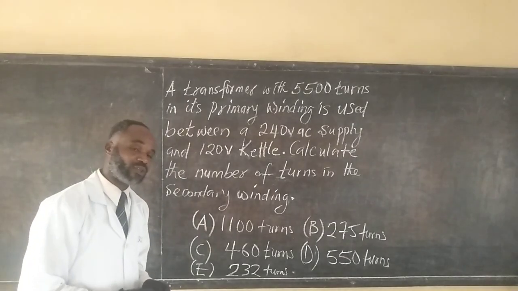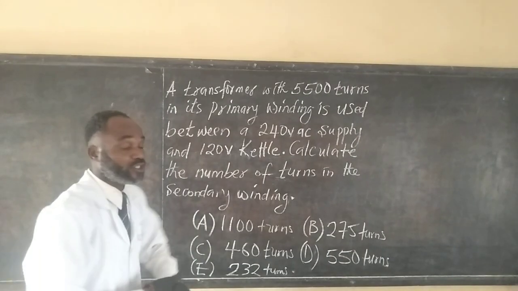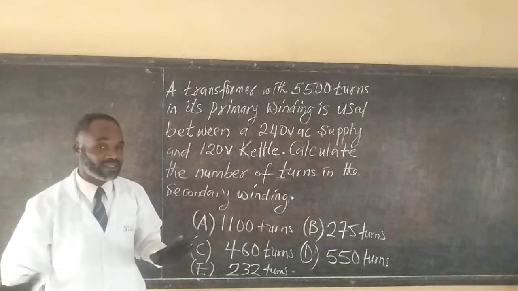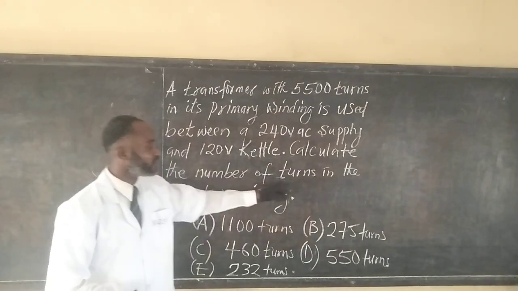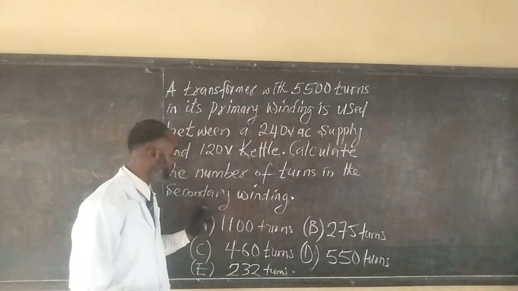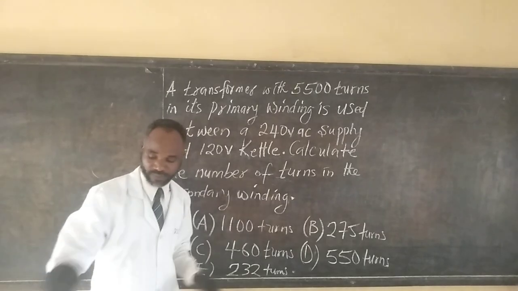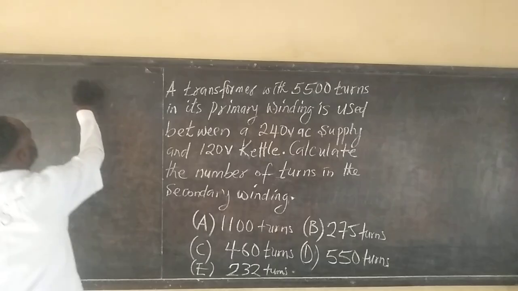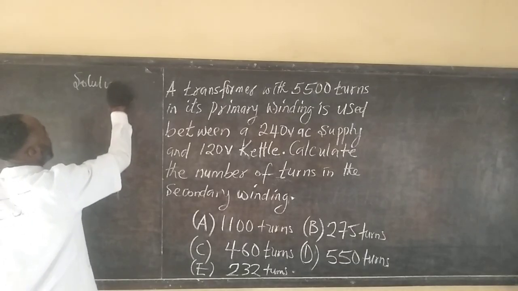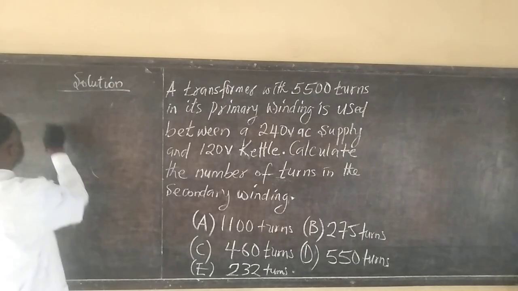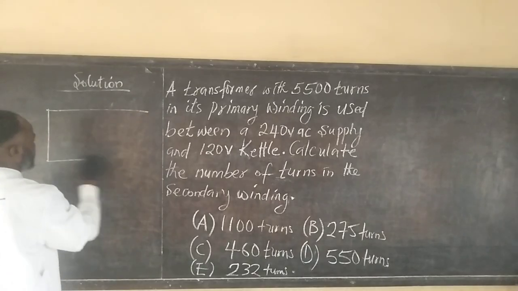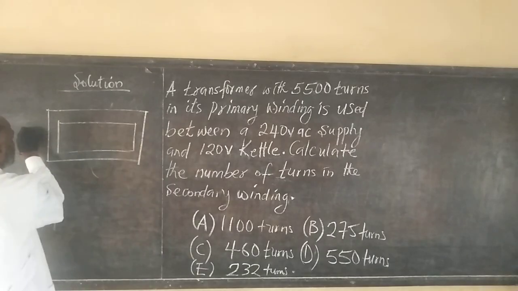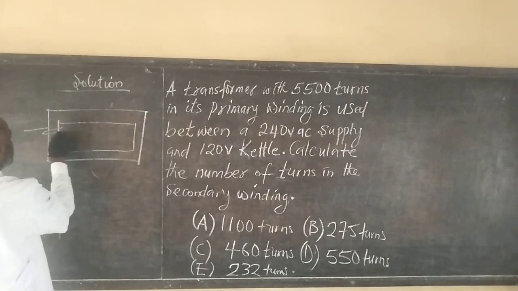We are talking about a transformer here, right? We don't know whether it is a step-down transformer or a step-up transformer. Our concern is to find the number of turns in the secondary winding. So let's go. First of all, sketch the diagram of a transformer for clarity purposes. Draw it in this form, right?